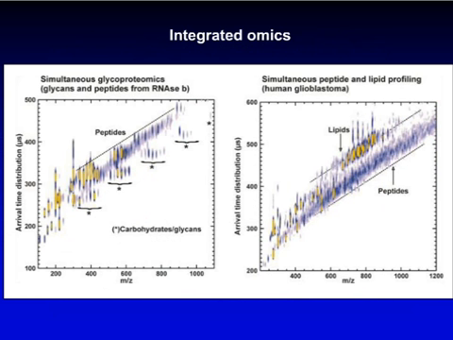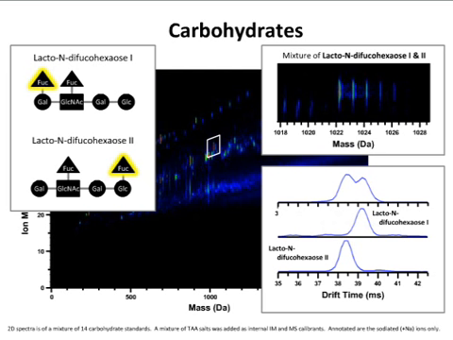So that's illustrated here, where on the left is a model glycoprotein, where we've used PNGase F to knock off the carbohydrate, and then trypsin to proteolytically digest the protein. And on the right, what we're showing is lipidomics and proteomics, and this is a human glioblastoma, or brain cancer, sample, where you can see a clear distinction between the lipids and the peptides. So by integrating this omics, it allows us to do very complex samples without a lot of sample preparation.